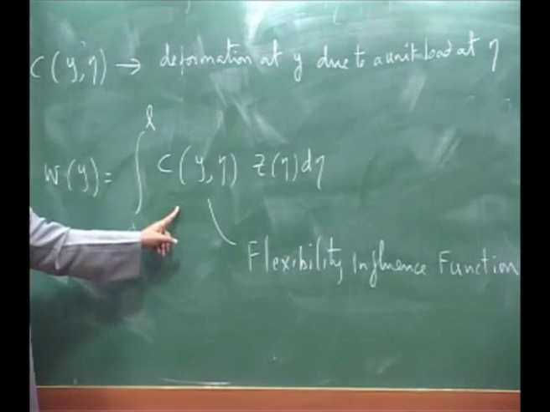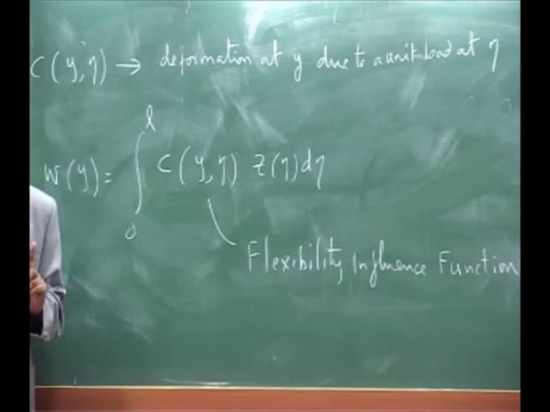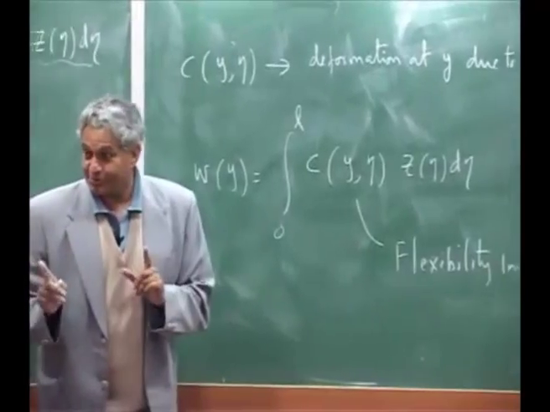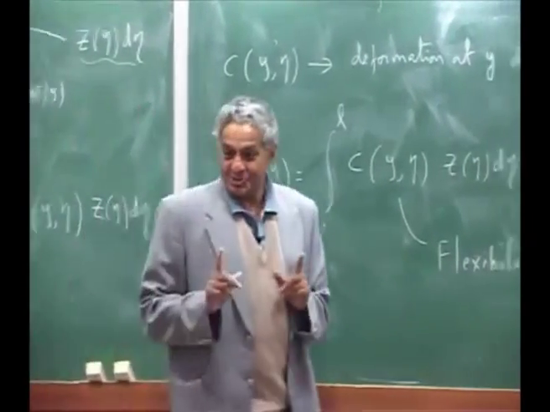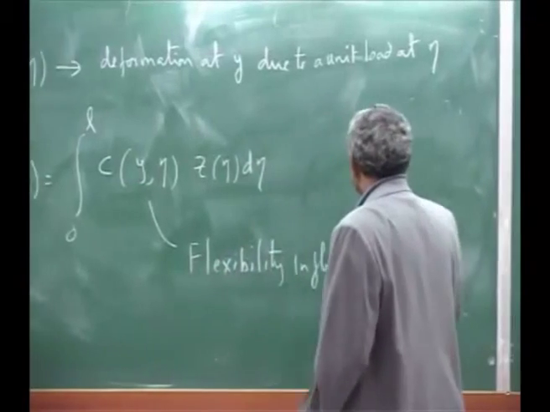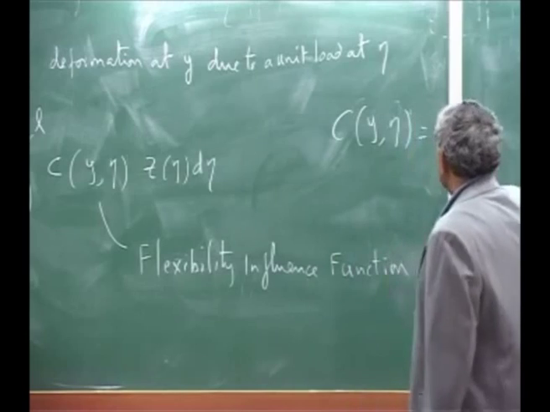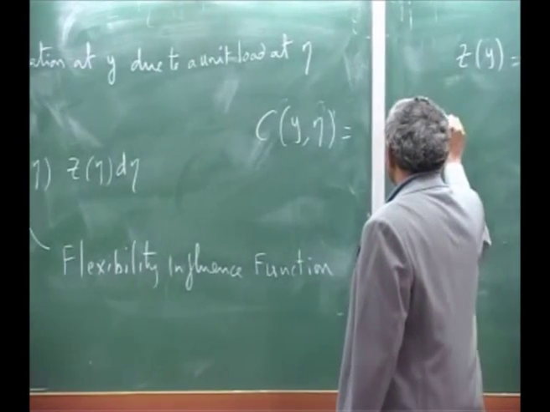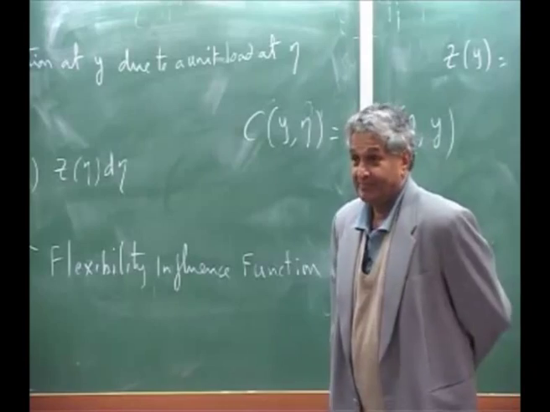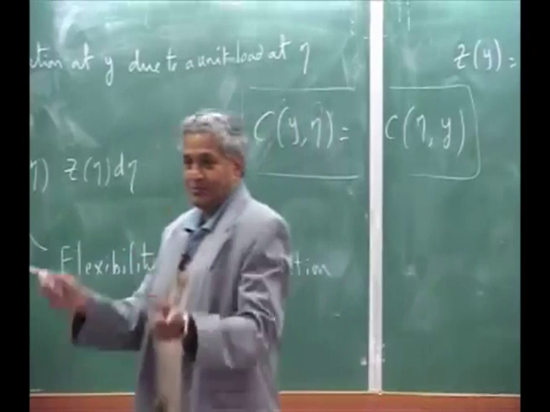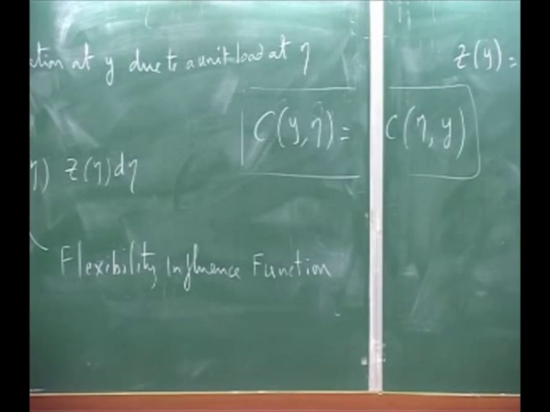symmetric. Symmetric in the sense C(y, eta) is equal to C(eta, y). So in a functional form also this is symmetric. So C(y, eta) is equal to C(eta, y). Okay. This is symmetric function. Symmetric means you change the position of this, wherever y is there you put eta, wherever eta is there you put y, the function remains the same.